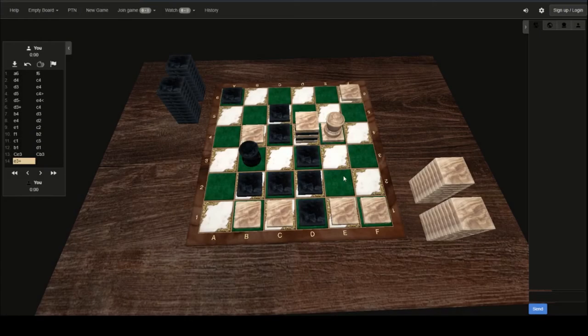A hard capstone, or hard cap, is when you have your capstone on top of a stack with your own piece on top. So in this case, let's say that there was a wall right here. Our capstone could smash the wall and retain control of the stack it left. That is a hard capstone or a hard cap.